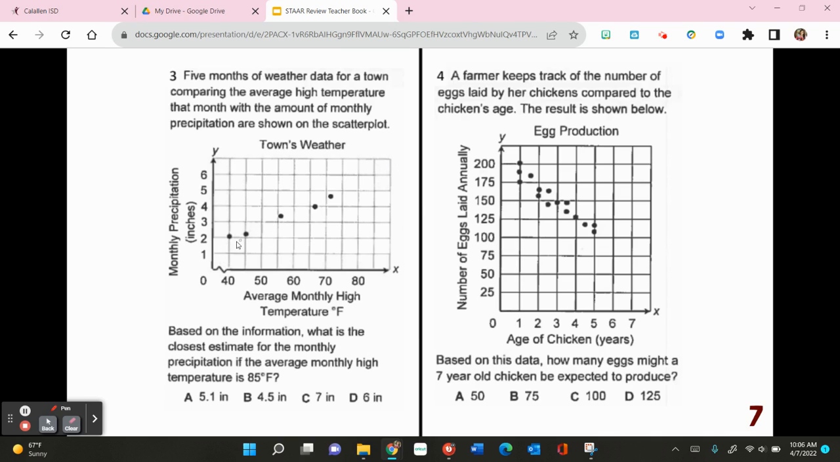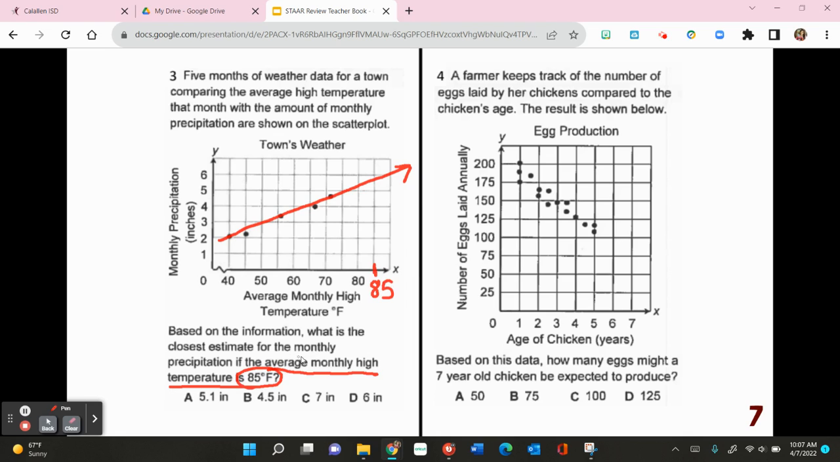So our trend line should go through the majority of our points in the middle. So drawing my trend line, I'm going to try and draw a line as straight as possible. It should look like this. You do not want your trend line to be too high or too low. So starting here, I want to go when my average monthly high temperature is 85 degrees Fahrenheit. And I see that 85 is about right here.